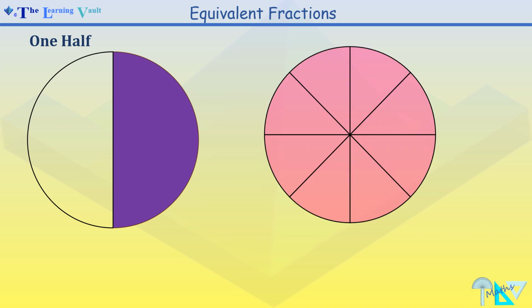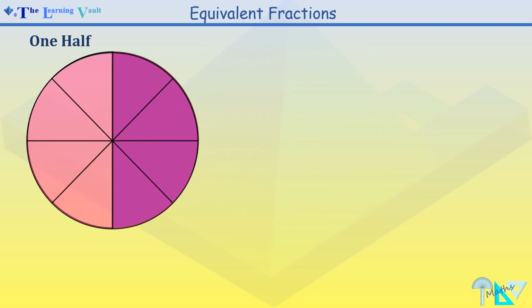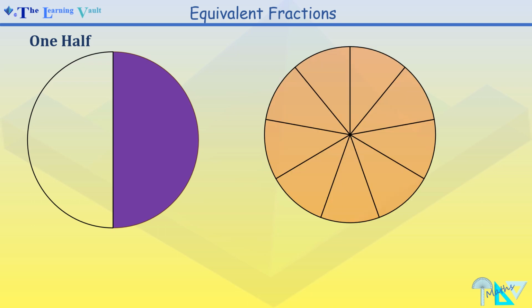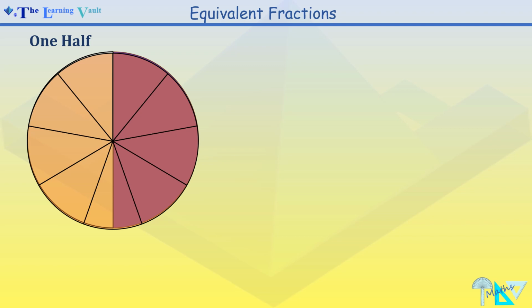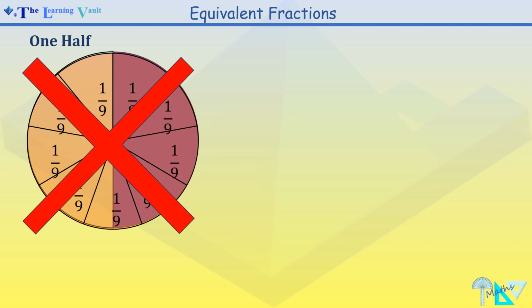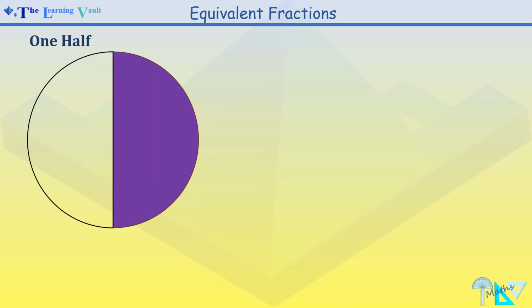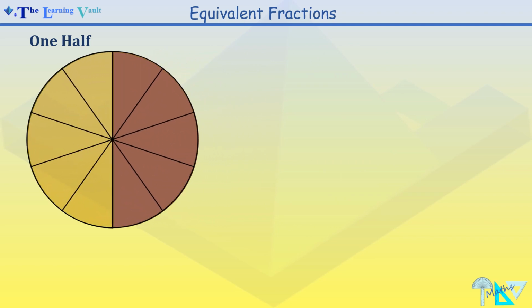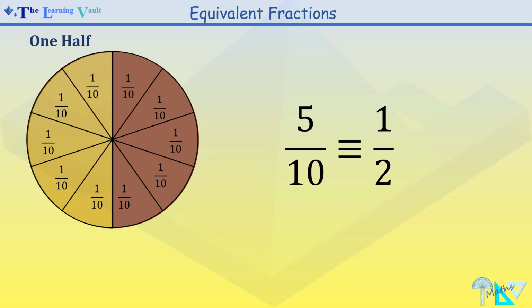Now we tried with our circle divided into 8 equal parts, and we have 4 of our 1/8 that's equivalent to a half. So 4/8 is equivalent to 1/2. We try this with our circle divided into 9 equal parts, and we see with our 1/9, no. And now let's finally try this with our circle divided into 10 equal parts. And we'll place that there, and we see that we have 5 of our 1/10 is equivalent to 1/2. So 5 over 10 is equivalent to a half.